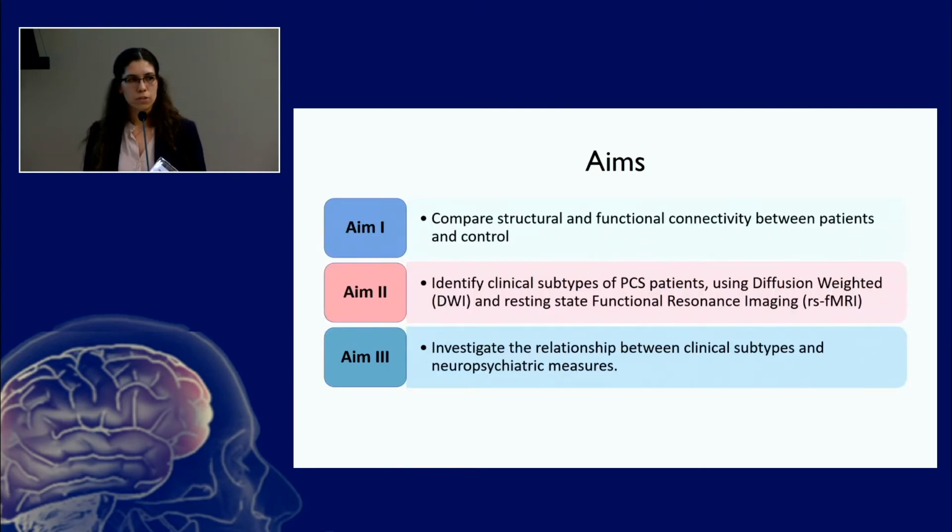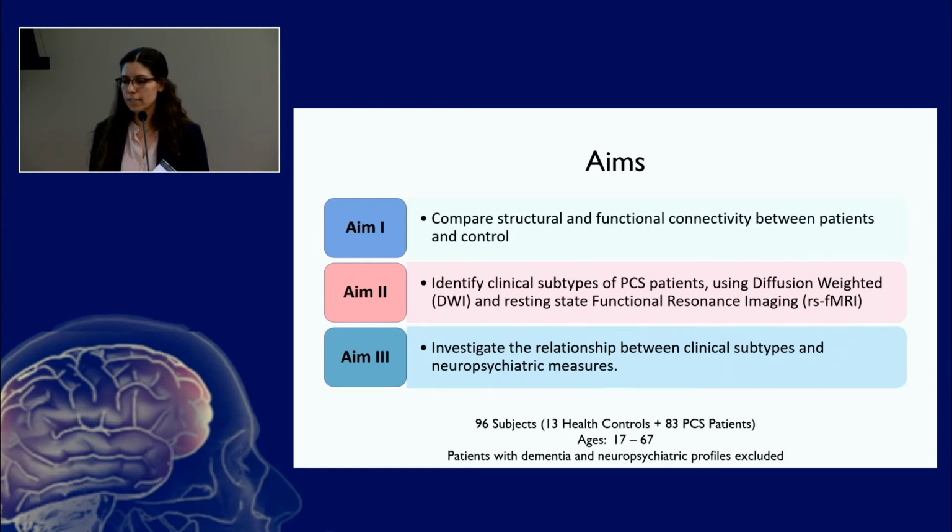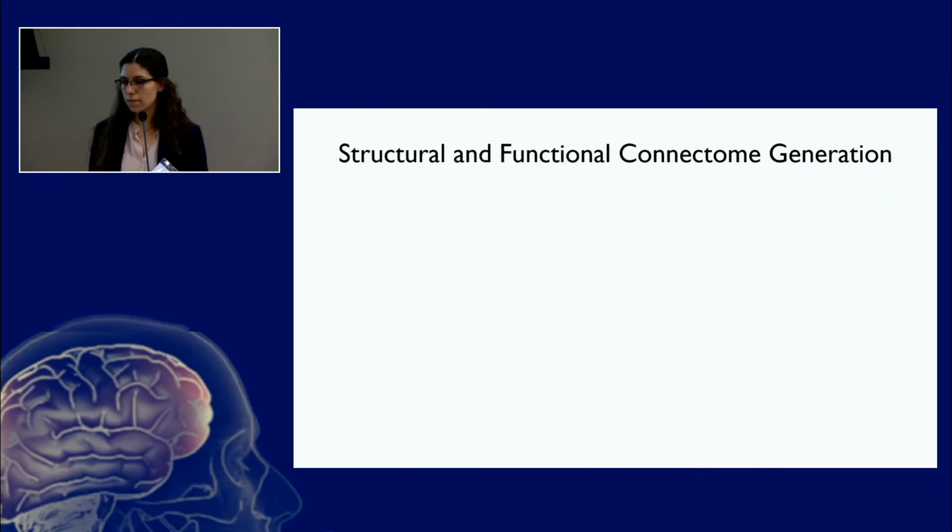Our aim is first to compare the structure and the function in the controls versus the patients, and then try to identify the subtypes in the patients by excluding the controls, and then try to investigate the relationship between these subtypes and the neuropsychological measures. And this is a cross-sectional study. We have 96 subjects with 83 patients, and the age range is from 17 to 67.